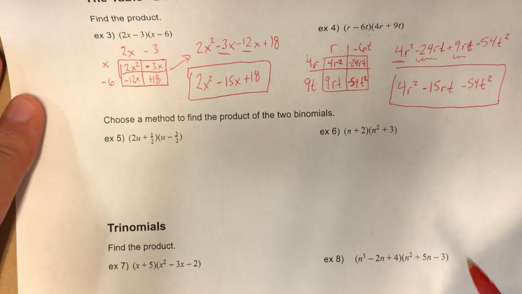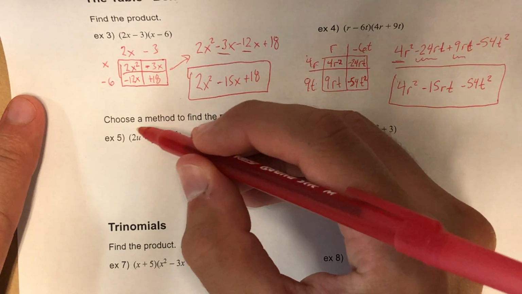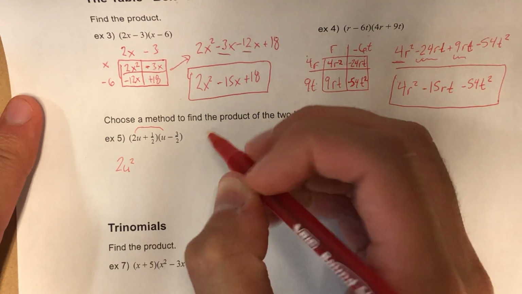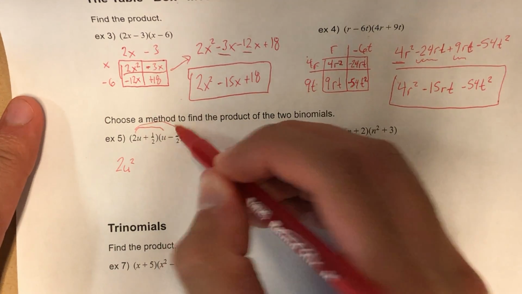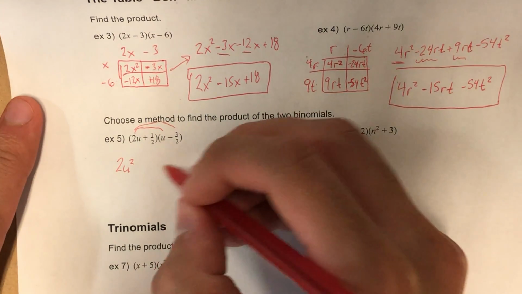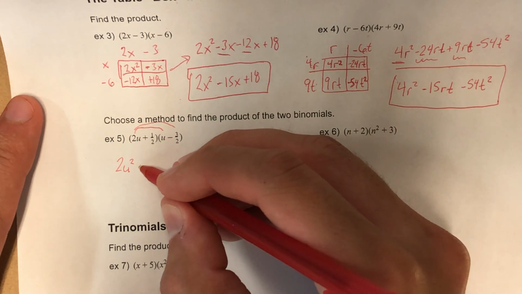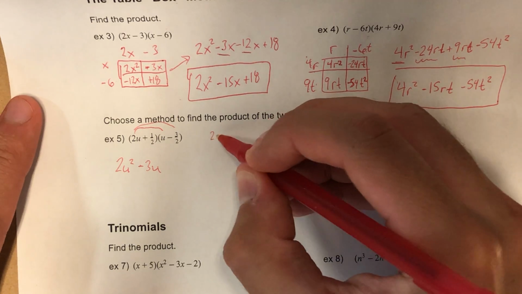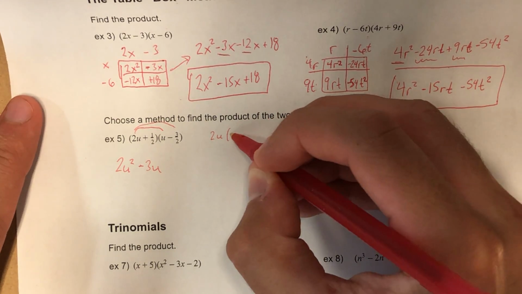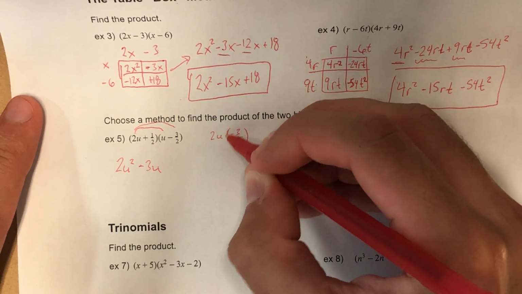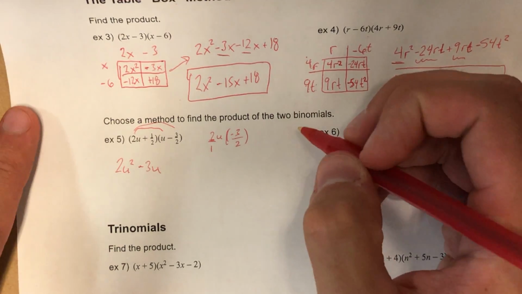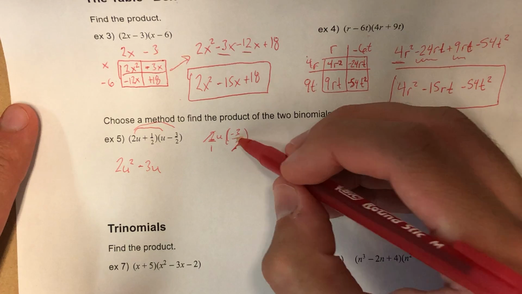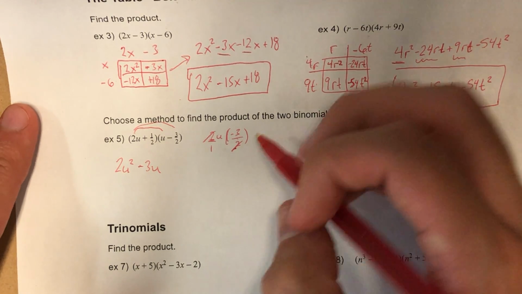Okay, here we go. Let's FOIL first. So 2u times u is 2u squared. 2u times negative 3 over 2. So we'll have negative 3u. So let's walk through this on the side. So 2u times negative 3 over 2. So 2 is the same thing as 2 over 1. So these 2's cancel. We just have negative 3u over 1. That's how we get that.